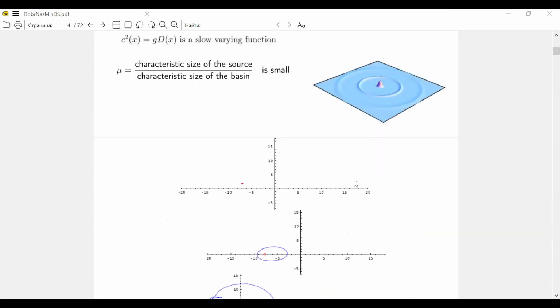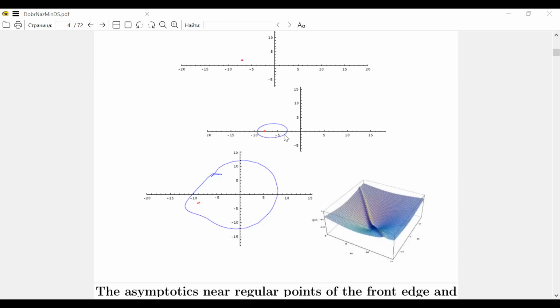In the case when we have a variable bottom, like some underwater mountain or something like a ridge, then we have this type of fronts, and first the front is smooth, then after that it has some singularities, but it is okay.